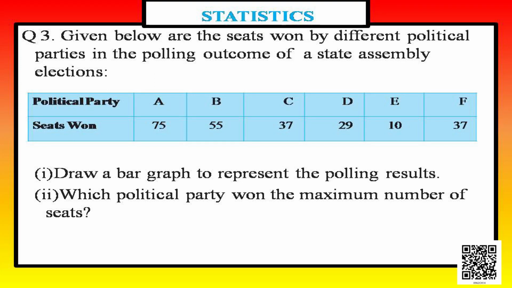The question is, given below are the seats won by different political parties in the polling outcome of a state assembly election. The numbers are given in a tabular form. At the end it is asked, draw a bar graph to represent the polling results, and the second part, which political party won the maximum number of seats. So here is the solution for question number 3.